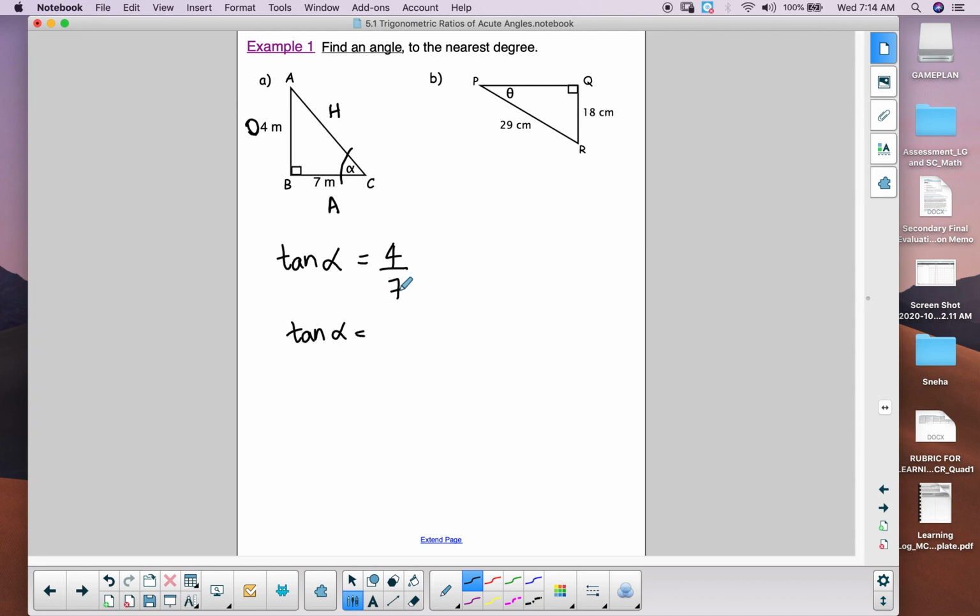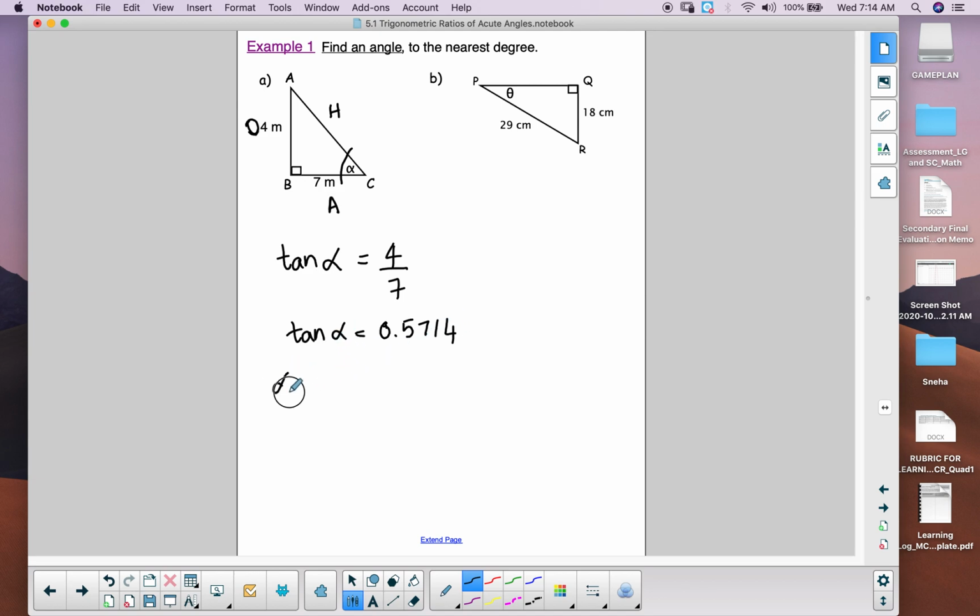4 divided by 7 is equal to a very small number. So we're going to take it to 4 decimal places. We always take the trig ratios to 4 decimal places. So 0.5714. Okay, so that's to 4 decimal places.